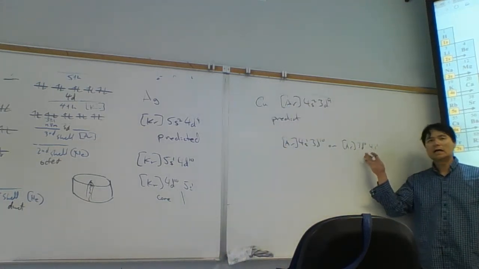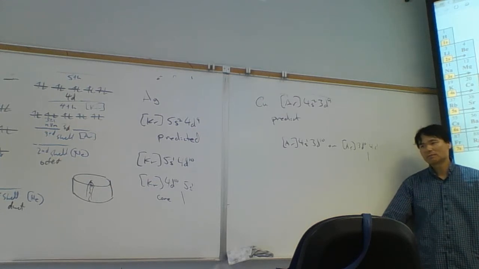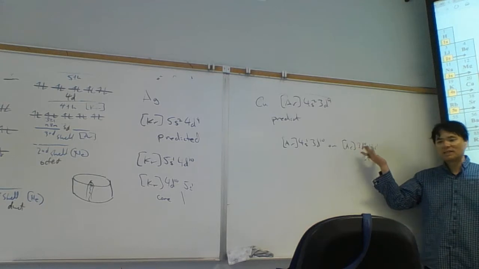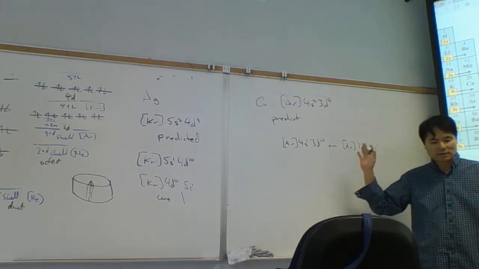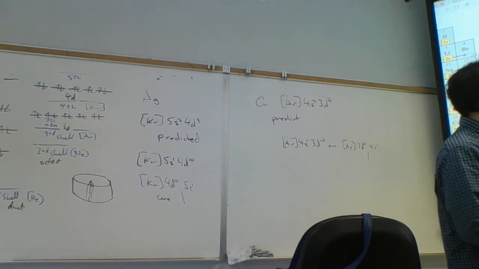The 3d9 is stabilized by something called ligand fields. But ligand fields is a topic for Chem 1B, so I'm not going to talk about it in this class at all. And so there's a reason for that. But anyway, copper plus 1 exists. There's no problem, so this fits. It's just that d9 is special copper.